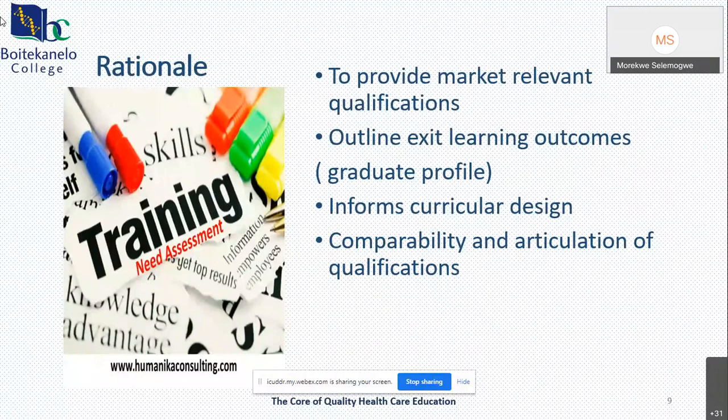So this other point, I've already talked about it in terms of comparability and articulation of qualifications. It's important when we develop a qualification, if it's a postgraduate diploma, to see what this postgraduate diploma is going to help with if they were going to further their education. Is it something that could help them go into a PhD program? Is it something that could help them go into a master's program? So when you are developing a qualification, there is more extension than just looking at the current qualification, but looking at vertical or horizontal articulation of qualifications.